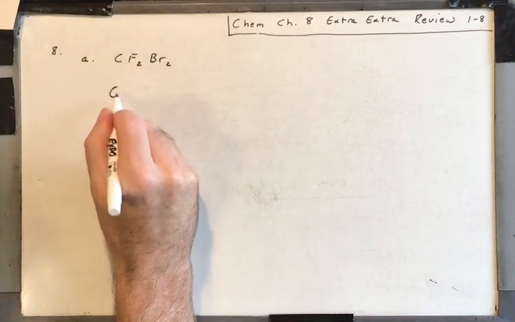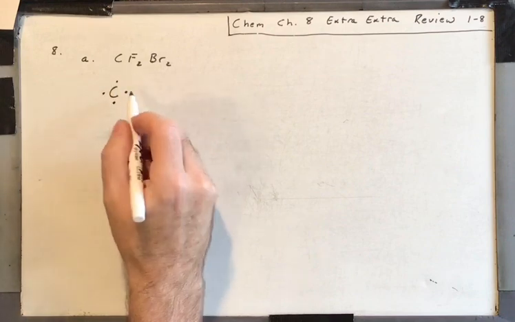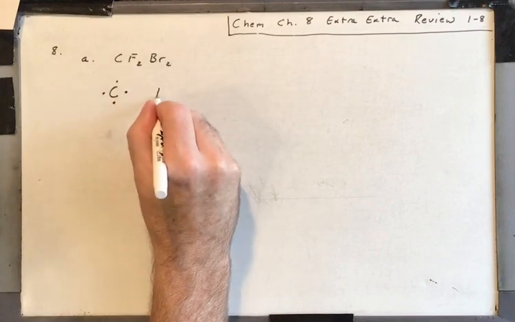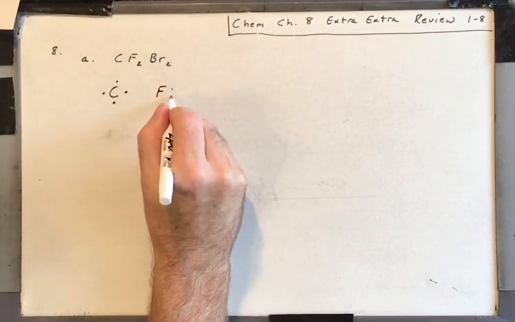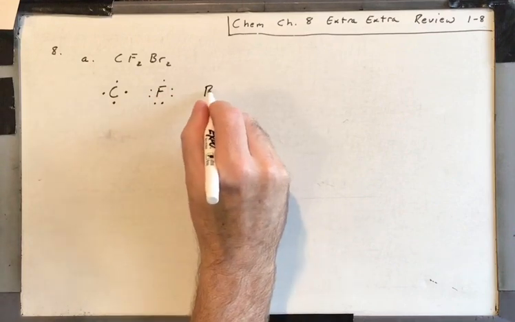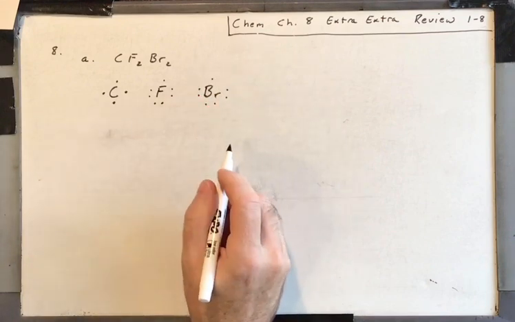All right, carbon in column 4. Now, I'm just doing this preliminary. You don't have to draw the dots like this. I'm just reminding you how to do this. Fluorine's in column 7, so it has 7 valence electrons. Bromine is in column 7, so it has 7 valence electrons.